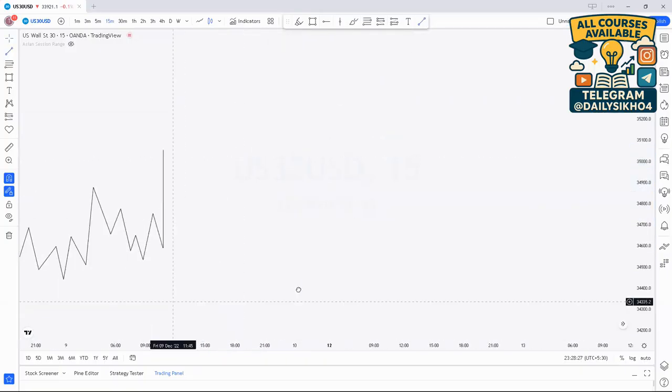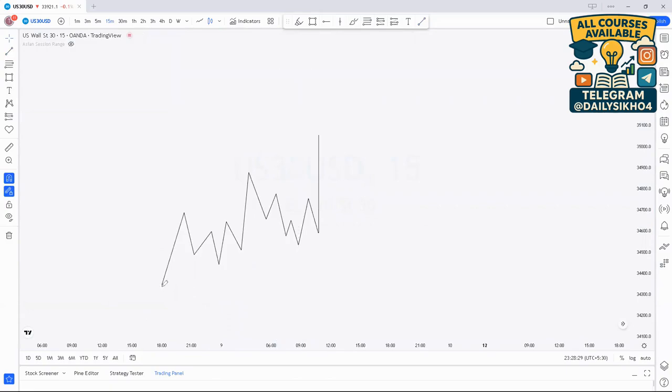So now this will be the main structure. Because this is the lowest it went before breaking the high. So this is the higher low, because it's the lowest point this high created before breaking it. Once again, this is the lowest the market went before breaking it. So this point made the lowest point, which is this, before breaking it. So this will be the higher low.